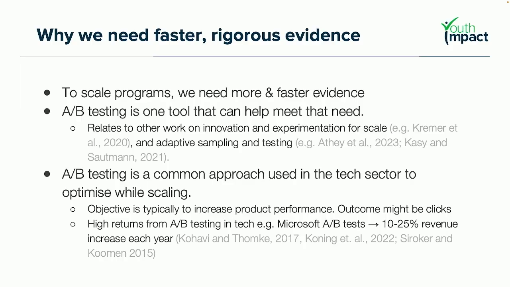So how do we solve this problem? How do we go from rigorous evidence in a small efficacy pilot, maybe a randomized control trial in one context, and take it to scale? We need more and faster evidence. And A/B testing is one tool that's widely used in the tech sector to optimize and make programs get better and better over time. So for example, we're all watching Netflix or using Google, and these organizations are using 10,000 simultaneous experiments at any point in time, and they estimate that they get revenue growth of 10 to 25% each year. So it just shows the massive potential of this to improve outcomes.